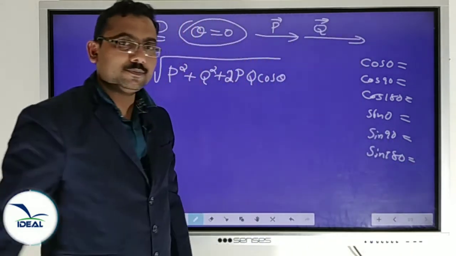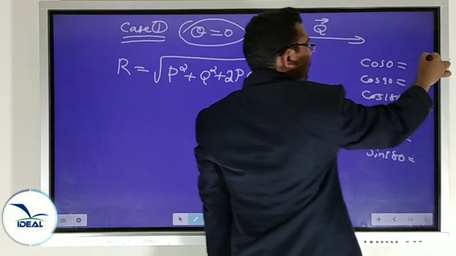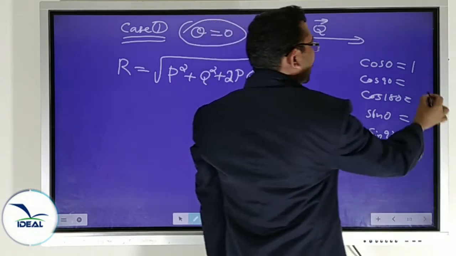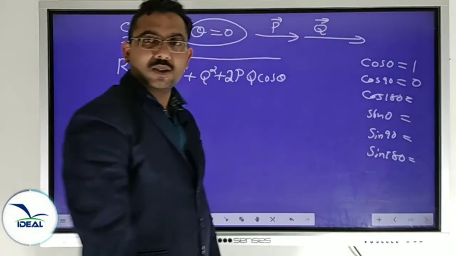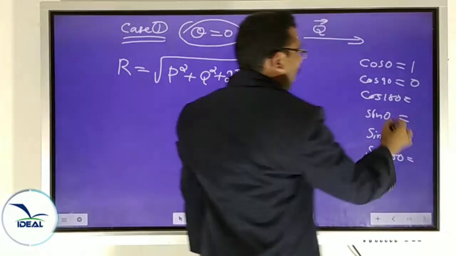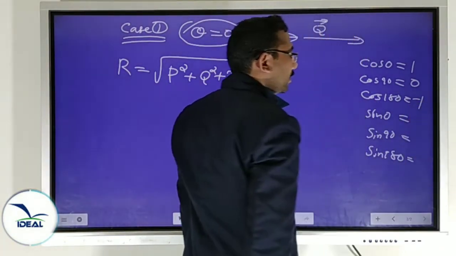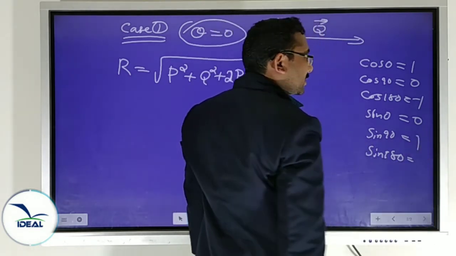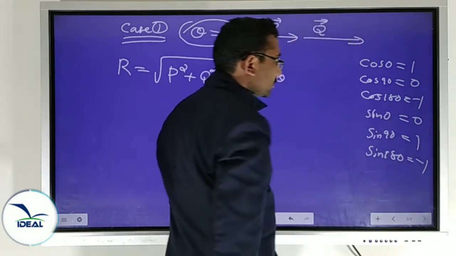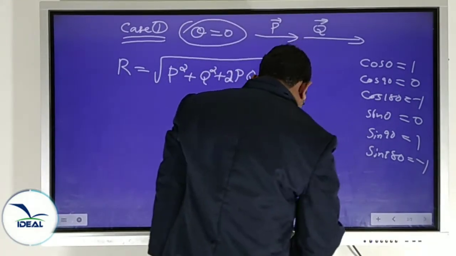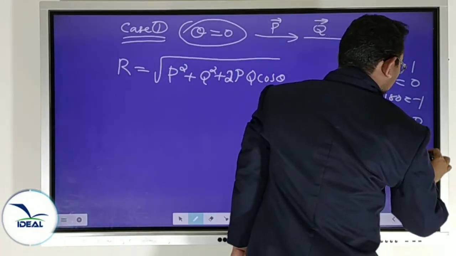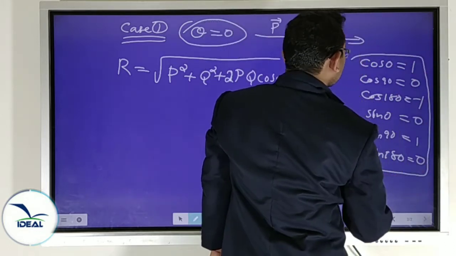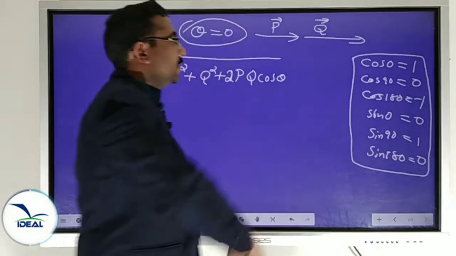You already studied. What is cos 0? 1. What is cos 90? 0. Cos 180? Minus 1. Sin 0? 0. Sin 90? 1. Sin 180? Sorry, sin 180 is 0. Please fix this result in your mind.